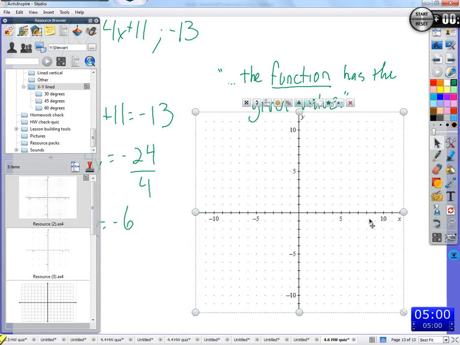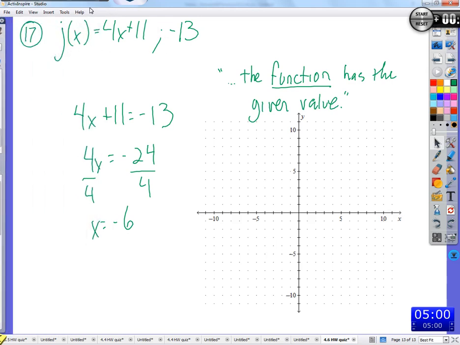Now graph this function. Should we graph this function right here? Don't worry about the negative 13. That's not a part of the function. That's just an example of one of the outputs you could get. So graph this function, J of x equals 4x plus 11. J of x is the exact same thing as y, so you can just write this as y equals 4x plus 11 and use the same exact process.